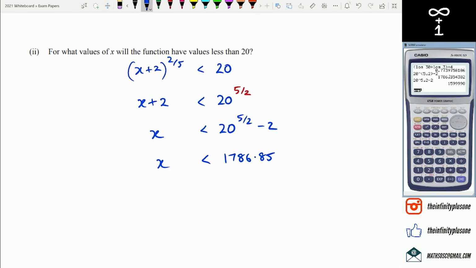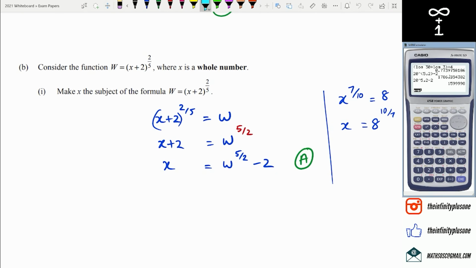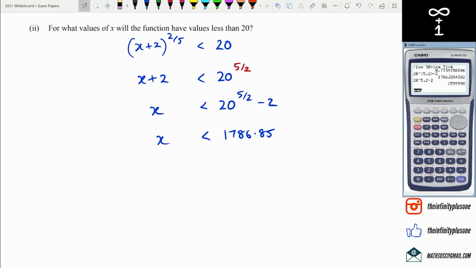However, there is a really important thing to find out here, and this is just cheeky the way they do this. If you go back right to the start of the question, there's something in bold right here: where x is a whole number. They'll put a little part that's bold, but it comes into play later in the question. Right now we've said that x has to be less than 1786.85, but this is not a whole number. So if we're going to put our answer as a whole number, we say x has to be less than 1787, or x has to be less than or equal to 1786.